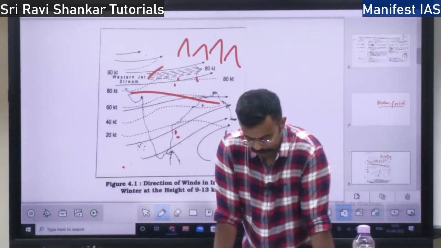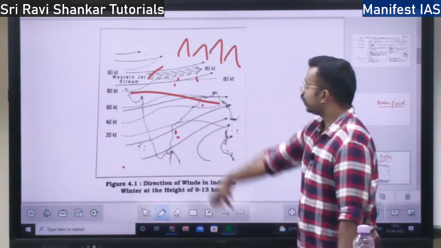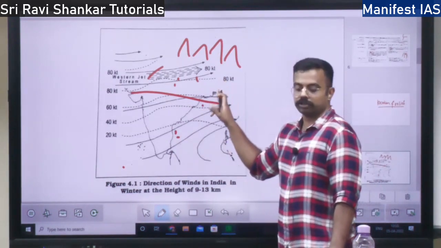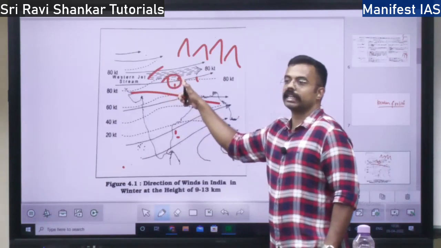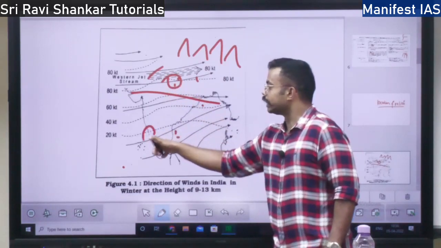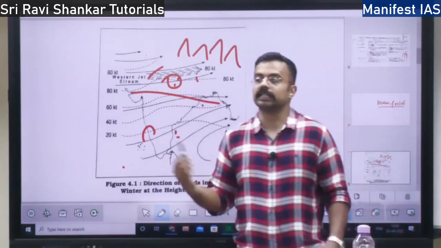Next is distance from the sea. We have a long coastline. That also determines the climate. Regions here have extreme climates. Regions here have moderate climate. We will discuss that tomorrow.